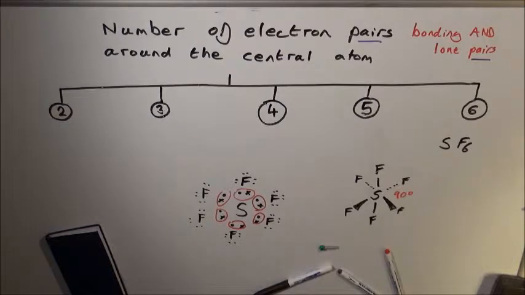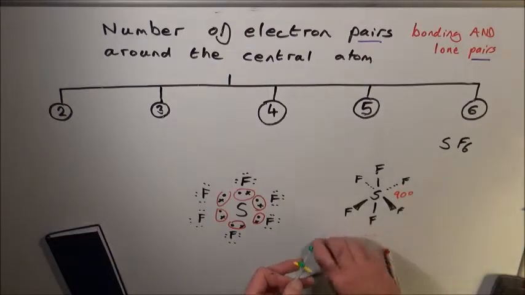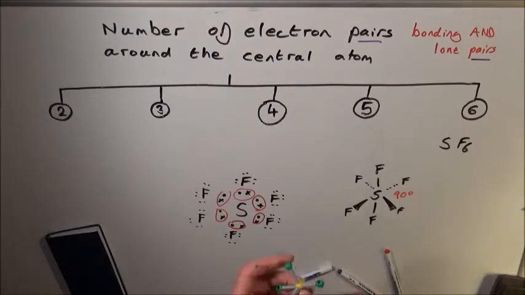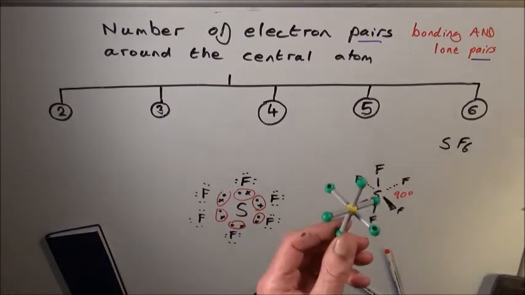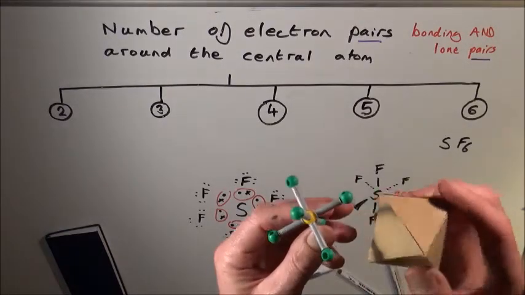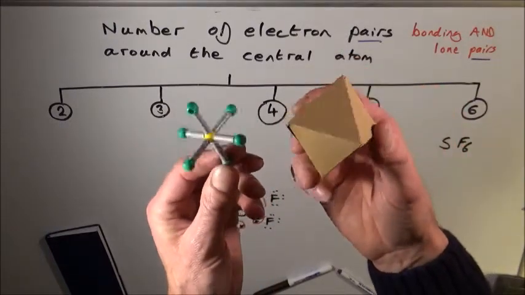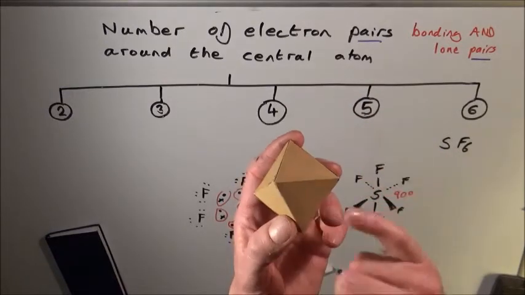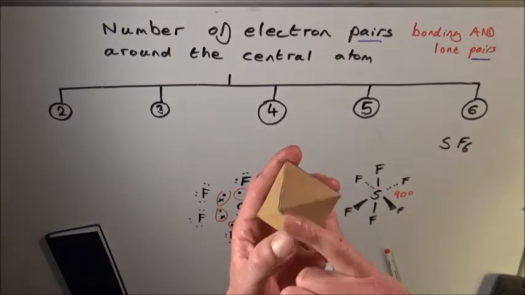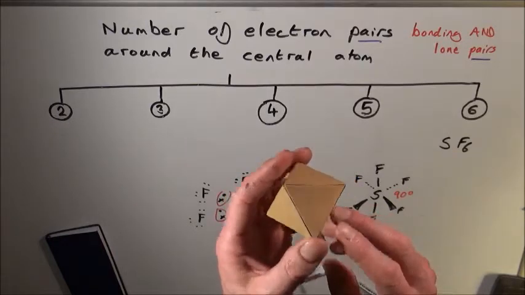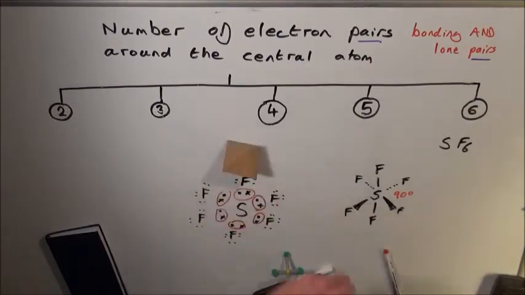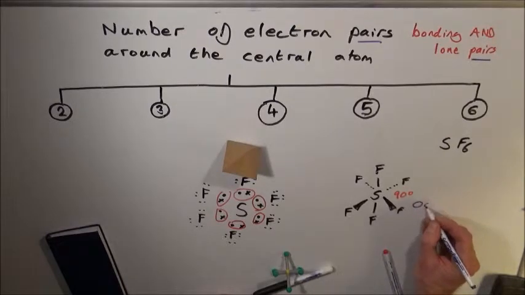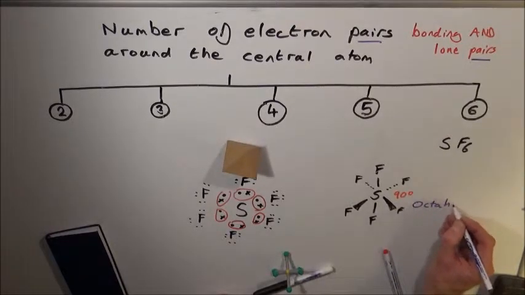So that's square planar. This one is basically, if I was to wrap it up in paper as a Christmas present for you, I don't know how I would do that, but there you go, it would be a diamond shape. But we don't call it a diamond, we call it an octahedron. It's got 8 sides to it, and these sides are all equilateral triangles. So the shape we call it is octahedral.